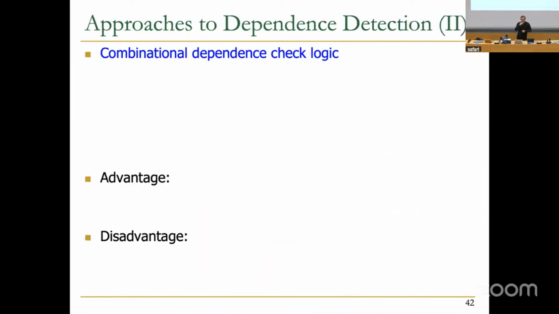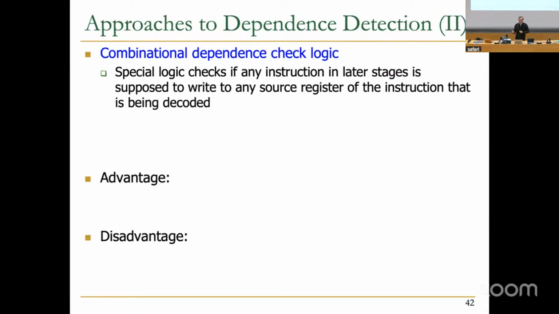A more aggressive way, which is a little bit more costly in hardware, is combinational dependence check logic. This is what's done in your book and in many books. There's a special logic that checks if any instruction in later stages is supposed to write to any source register of the instruction that is being decoded. This is a mouthful, but essentially whenever you're being decoded, you have some source registers, and you check whether any of those source registers are going to be written to by any instruction in later stages of the pipeline. You can think of it basically as some comparators. For each source register, you have a comparator to the destination register of every instruction in later pipeline stages, right?